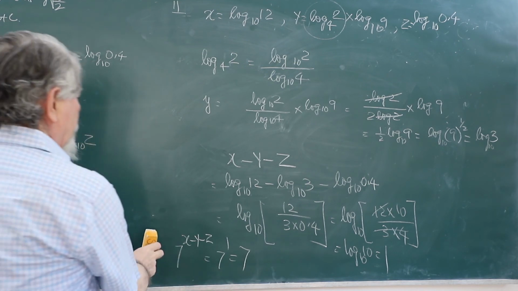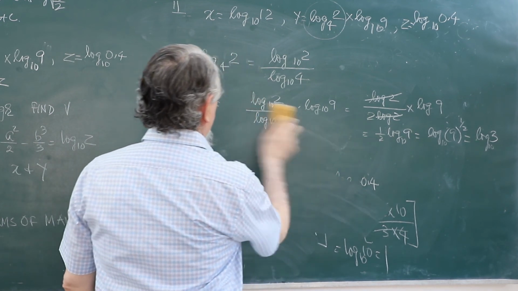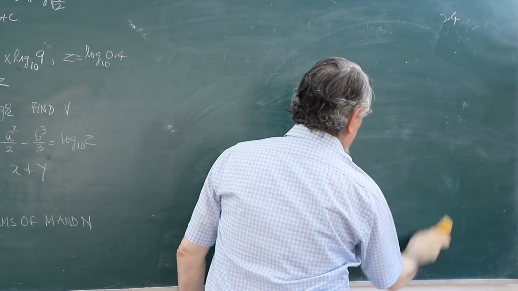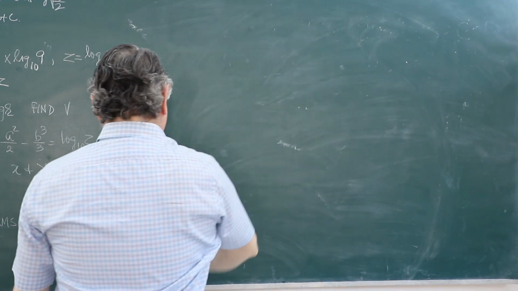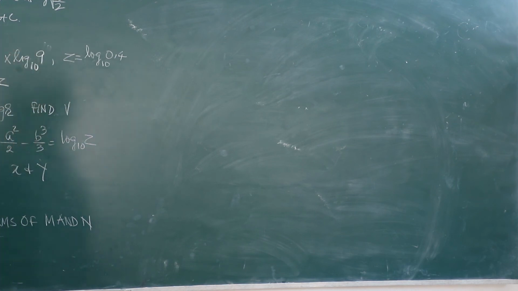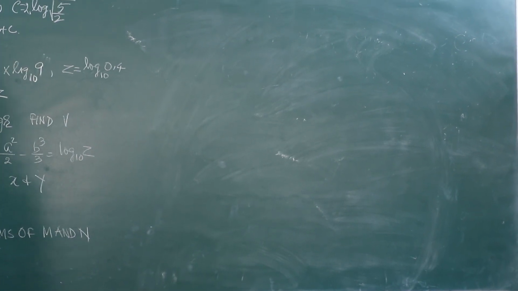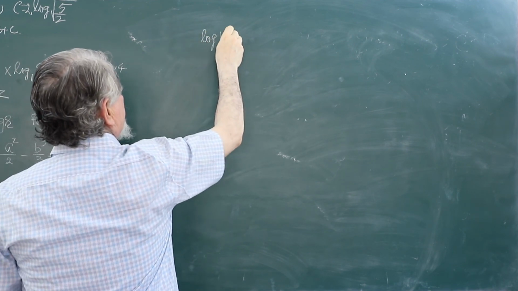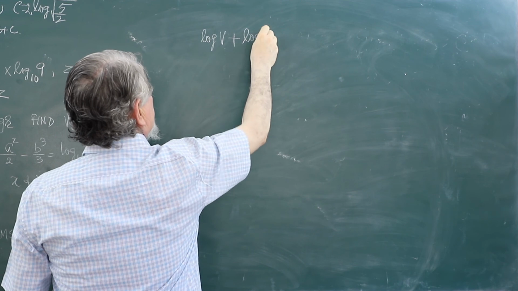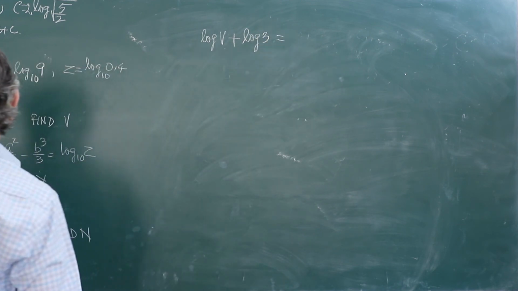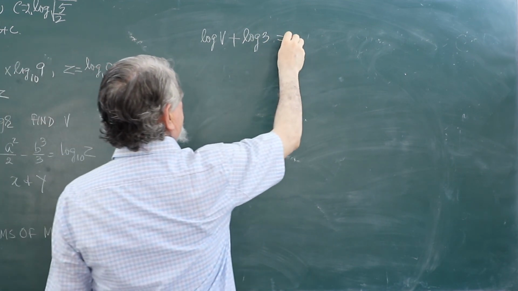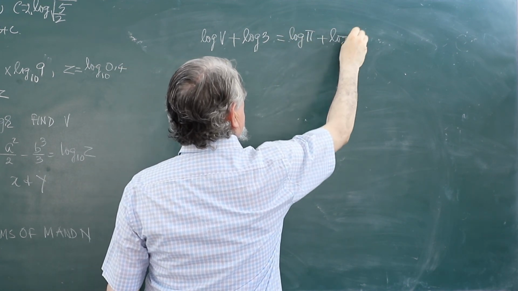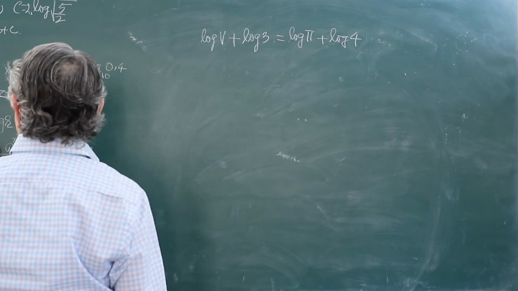Now let us see question number 12. In question number 12, it's log v plus log 3 is equal to log pi plus log 4 plus 3 log r.